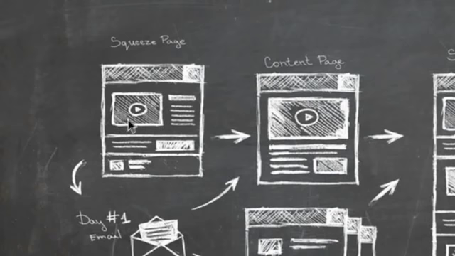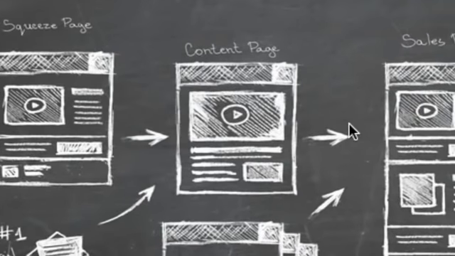So that's the squeeze page, which is basically an opt-in form, so they can type in their name and email address to get the free thing that you're giving away. So the next part of the funnel is the content page. Now, this is where you deliver the free thing. So if it's a PDF or a video, you deliver that on the content page, and you don't ask them for the sale yet. You just deliver the content.